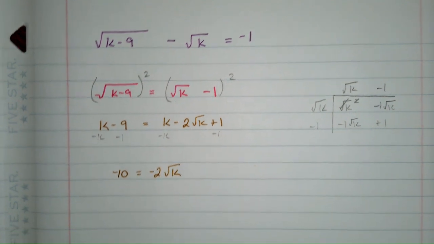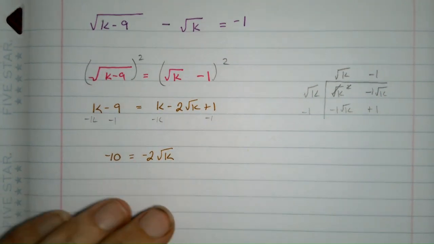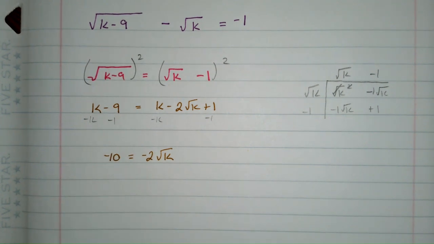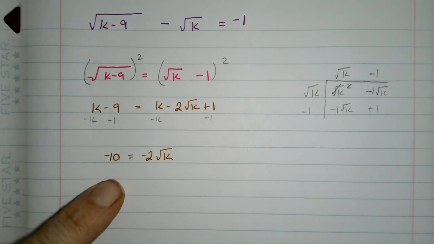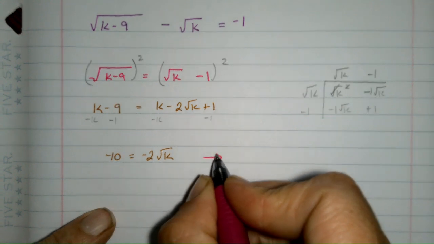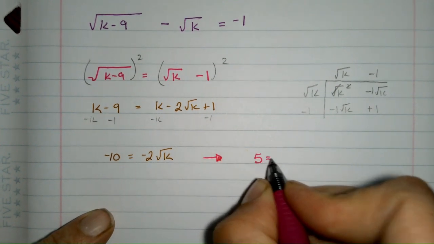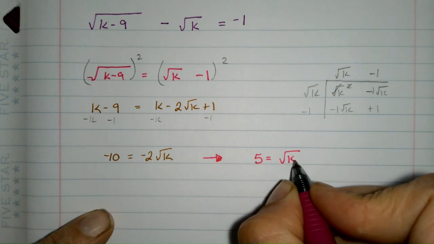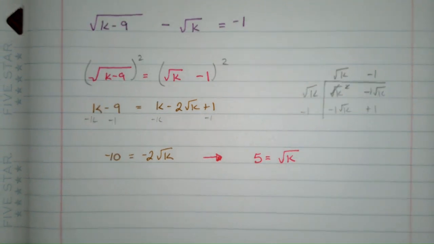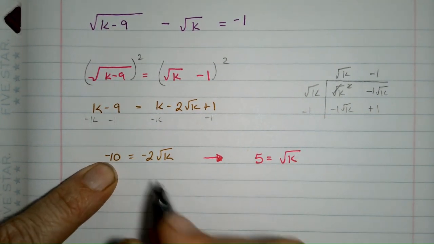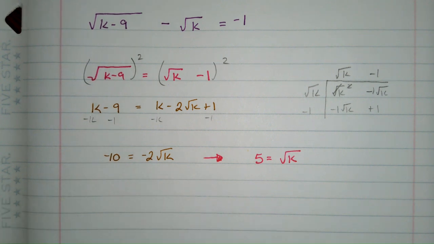Okay, here's where you have two options. What I would prefer you did, personally, is to go ahead and divide both sides by -2 and make this 5 equals root k. However, not always will this number divide nicely by that number, and you might have to deal with fractions. So you may not want to deal with fractions.